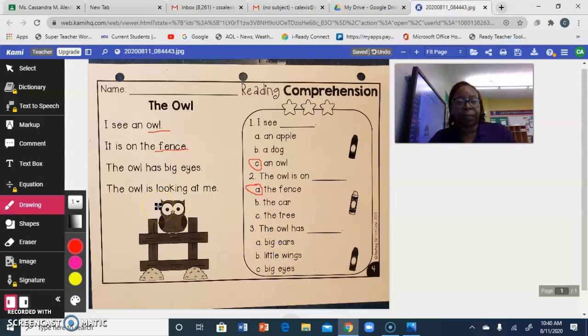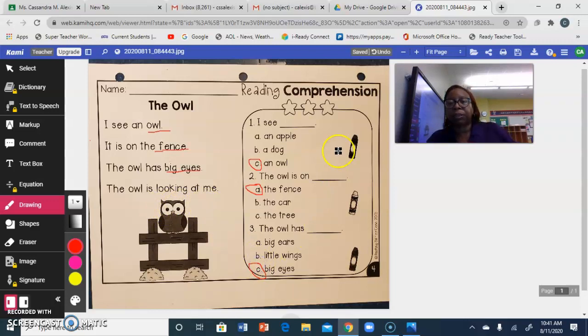So then I go back to my story, my passage, which is another word for story. The owl has big eyes. So big eyes. Eyes is your noun. Big is your adjective because it describes the size of the owl's eyes. Look at the eyes. They're big eyes. So then we're going to circle big eyes.